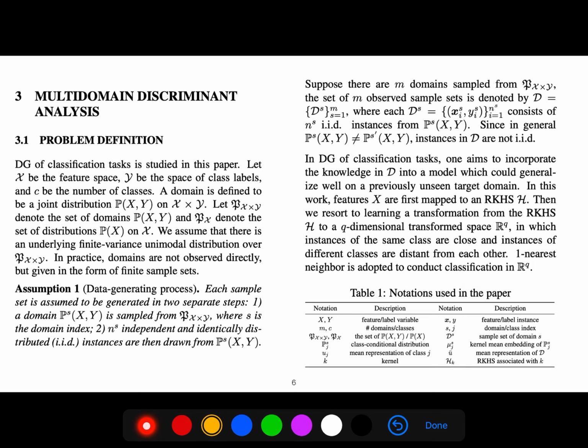First, they assume that each sample is generated in two separate steps. A domain P sub S is sampled from beta in the product space, where S is a domain index. Then N sub S samples are independent and identically distributed, IID, drawn from each source. And we have M domains. So our aim is to incorporate the knowledge of the domains into a model which could generalize well on a previously unseen domain.